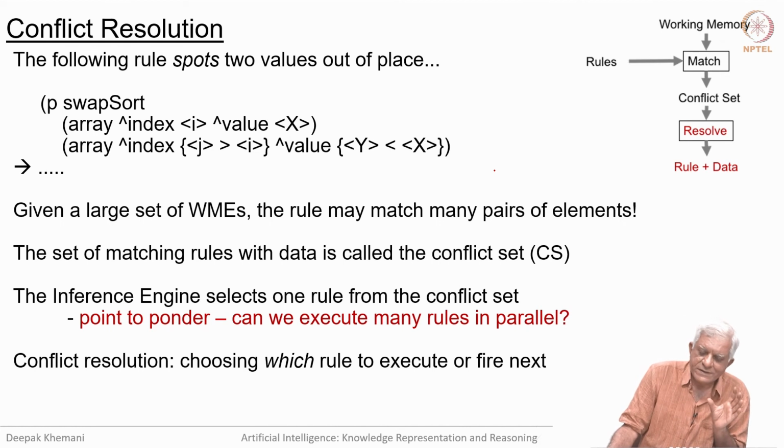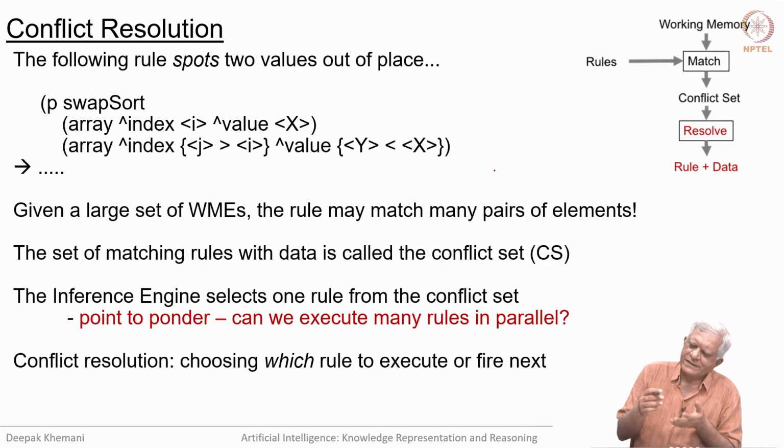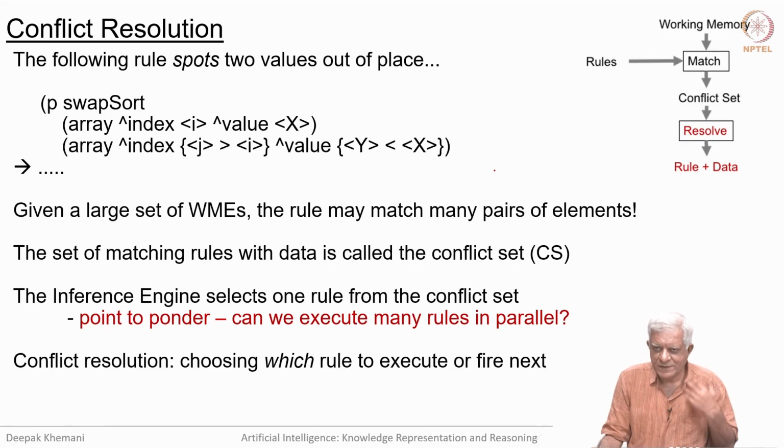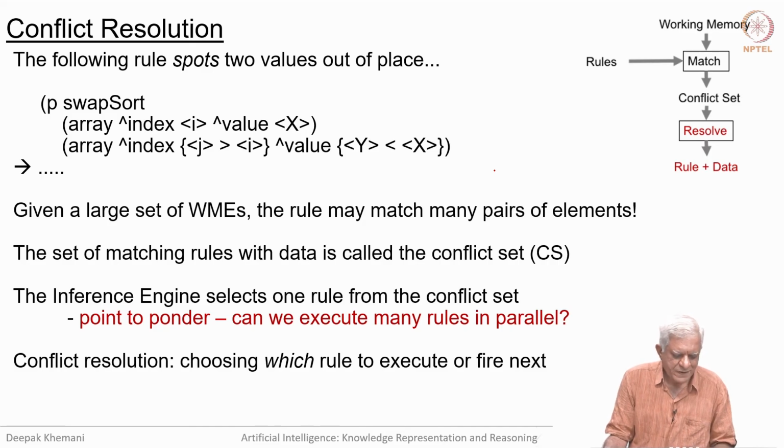Given a large working memory, the rule may match many pairs of elements. Let us say, in the extreme example, I give you an array which is sorted in descending order, then every pair of elements would match this rule. You can see that all combinations would be clamoring to get selected. That is what it means to be in a conflict set: they are saying, select me. The set of matching rules with data is called a conflict set, as we have seen.